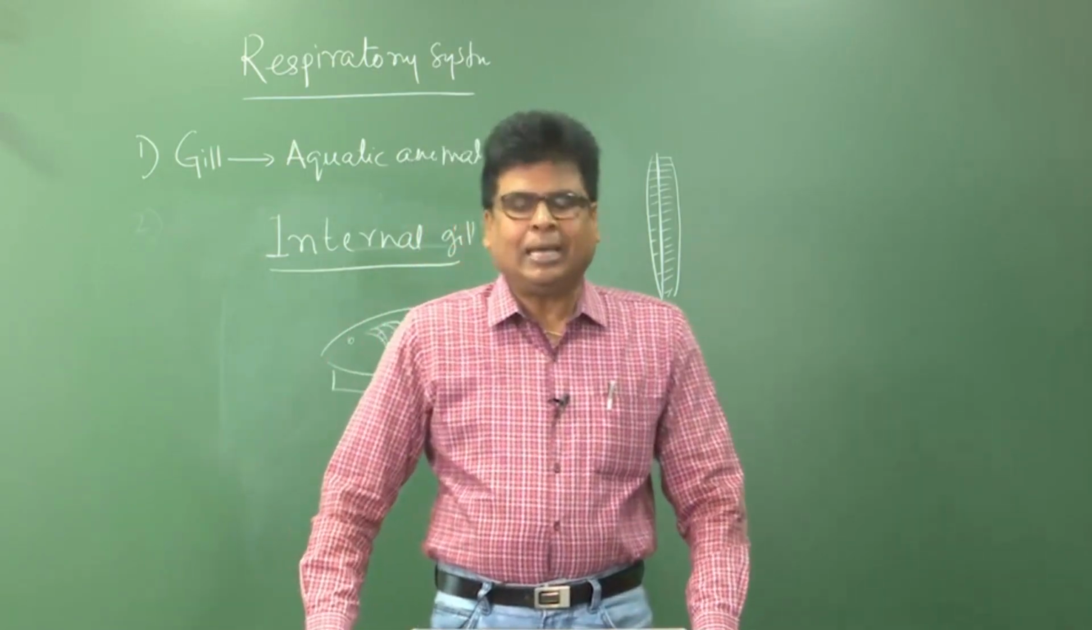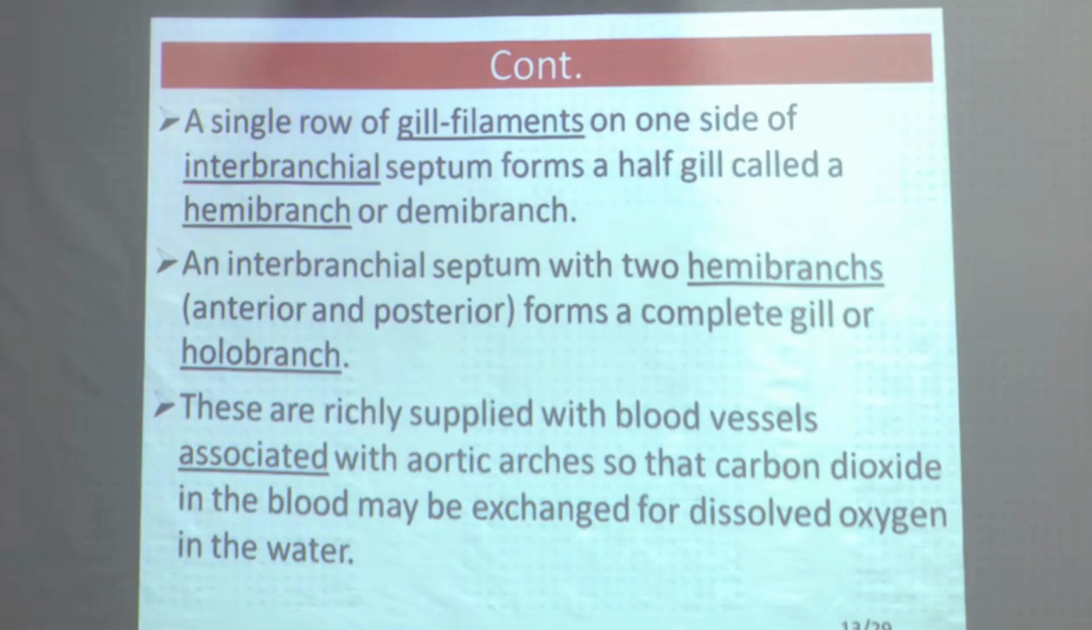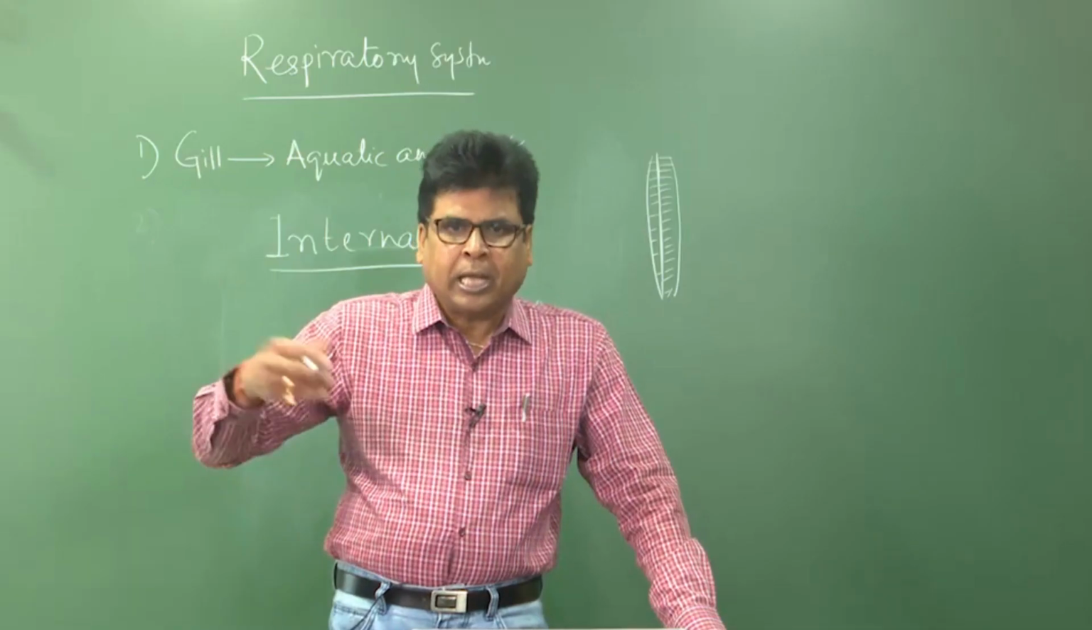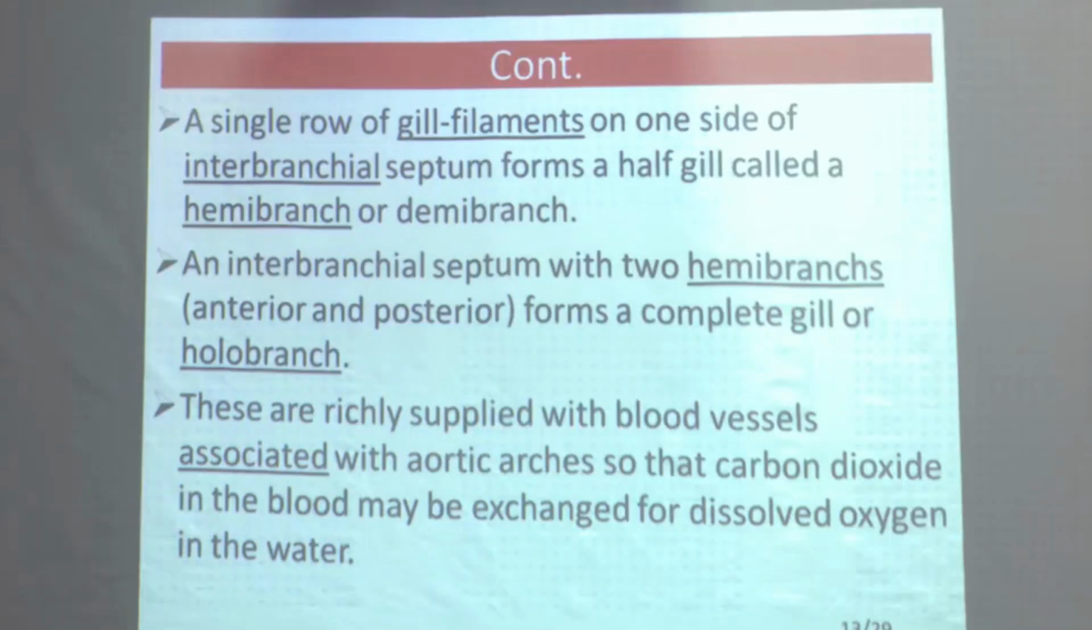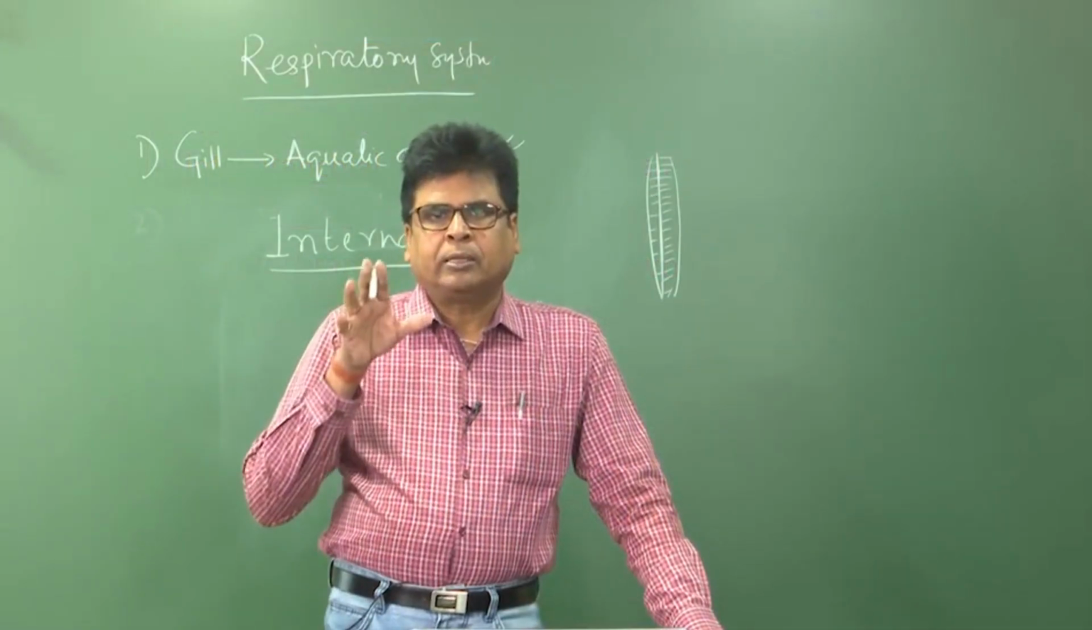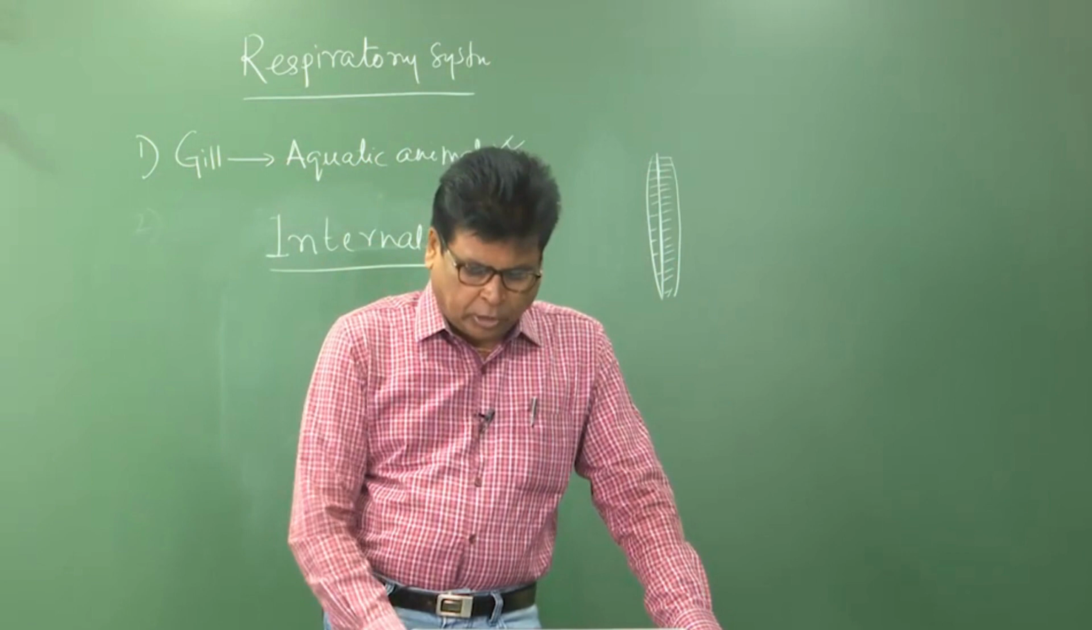Now a single row of gill filaments on one side of the interbranchial septum forms a half gill called a hemibranch or demibranch. An interbranchial septum with two hemibranchs, anterior and posterior, forms a complete gill or holobranch. So this is the hemibranch and the holobranch. Gills are supplied with blood vessels associated with aortic arches so that carbon dioxide in the blood may be exchanged for dissolved oxygen in the water. This is the most important feature of the gill.